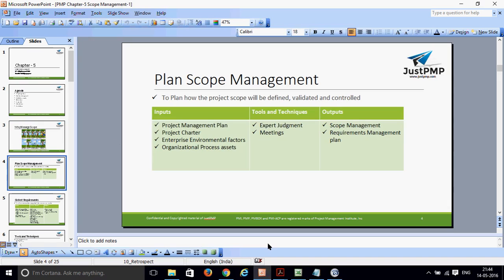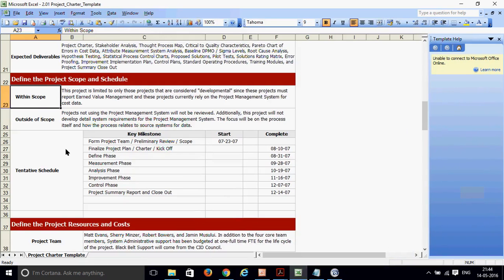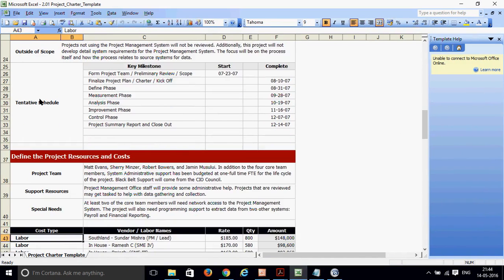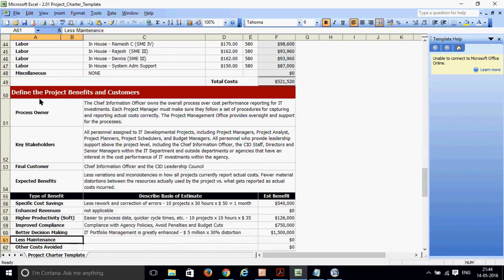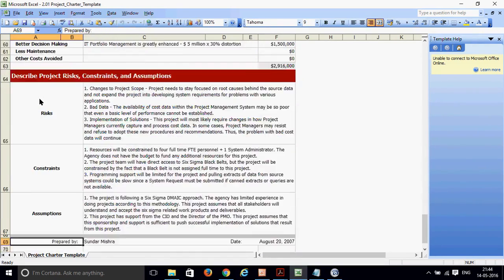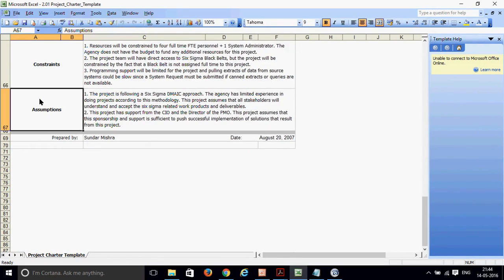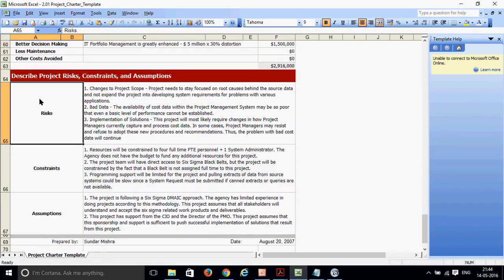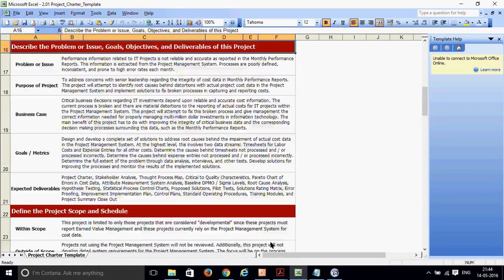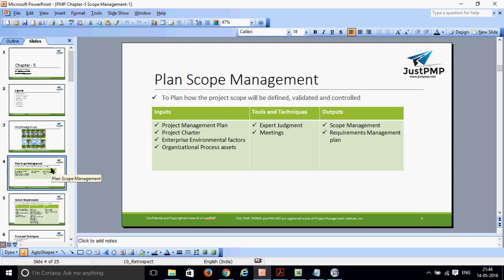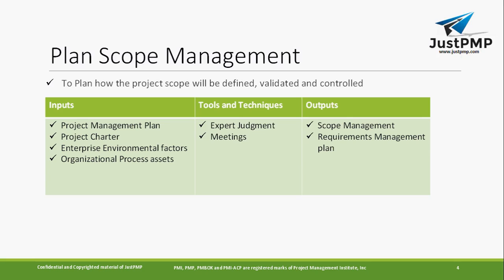Project charter, which I've shown you earlier. In the project charter, things are always defined: what is within the scope, what is outside the scope, and sometimes it gives you the scope in terms of assumptions, what the constraints are, and what the risks are. If you have these things, they will help you to plan the scope of the project. So that's why the project charter is one of the inputs of Plan Scope Management.